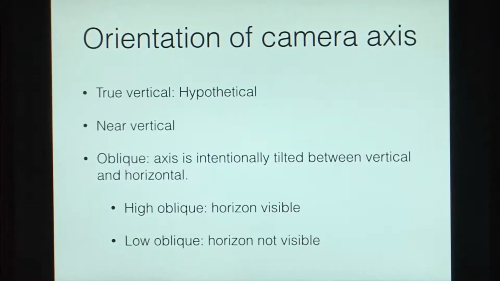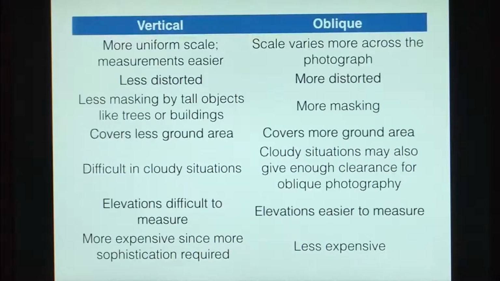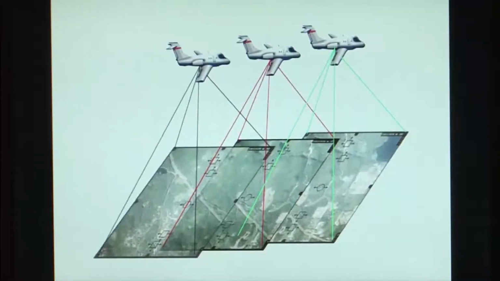Then based on the orientation of the camera axis, we define true vertical, near vertical and oblique photogrammetry. In the case of oblique, we again divide it into high oblique and low oblique. In the case of high oblique, we can see the horizon in all the photographs. In the case of low oblique, we cannot see the horizon. So, we looked at differences between vertical and oblique photogrammetry and when we use what.